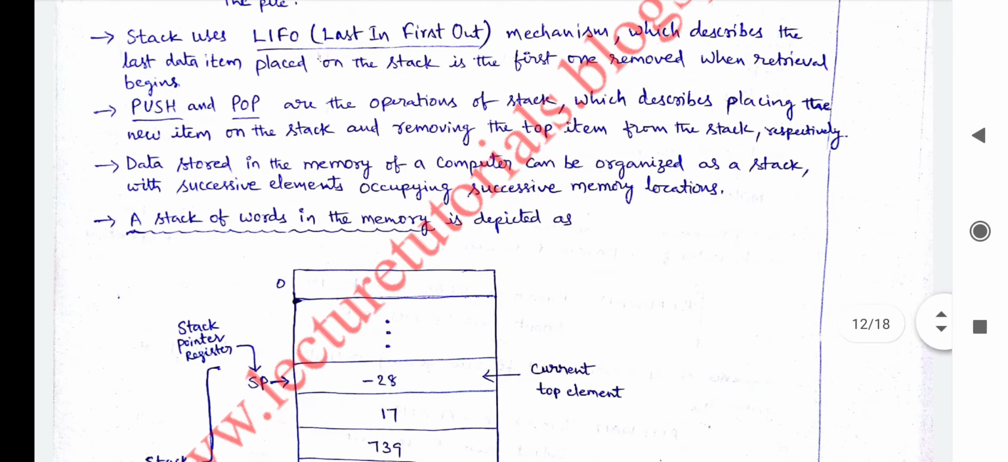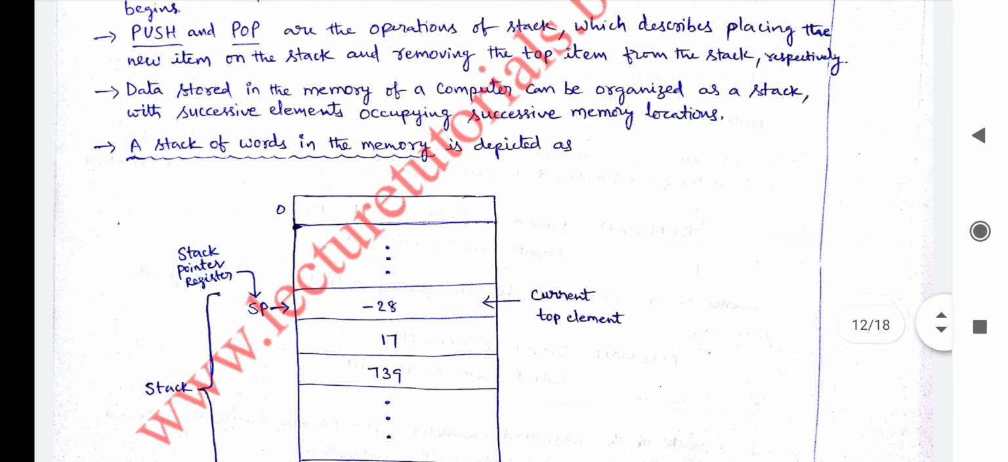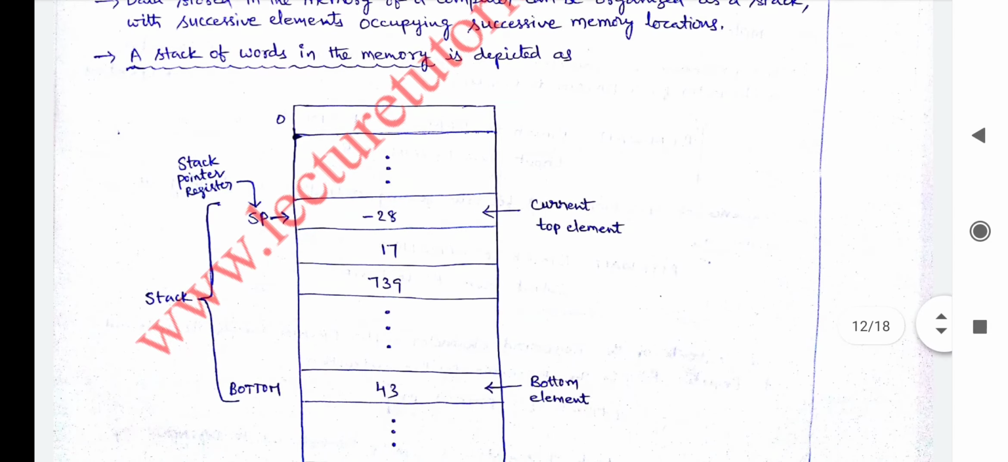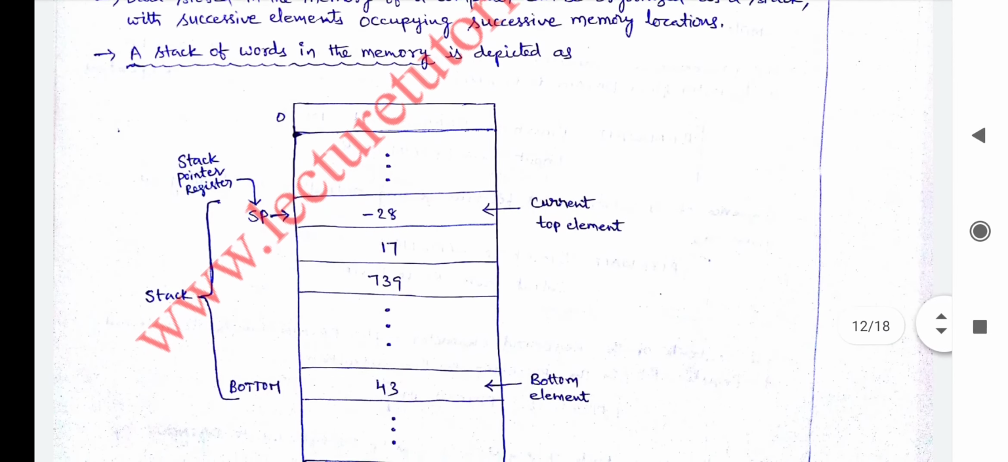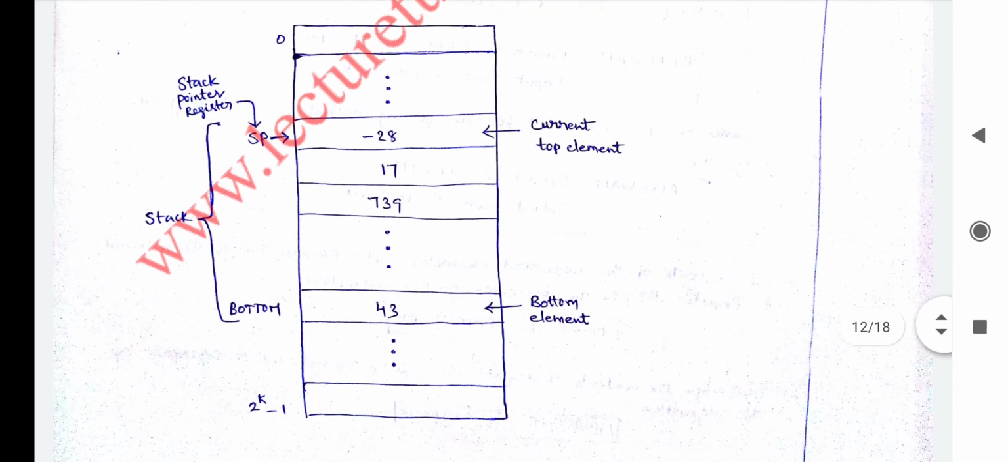Data stored in the memory of a computer can be organized as a stack with successive elements occupying successive memory locations. Successive memory locations means sequential. The first element is stored in the 0th location, the second element in the first location, then second, third, fourth, and the elements placed into the stack are stored in successive memory locations. It's nothing but one by one. This is how a stack of words in memory is described.